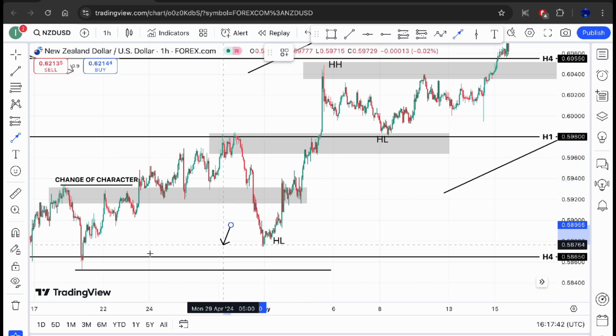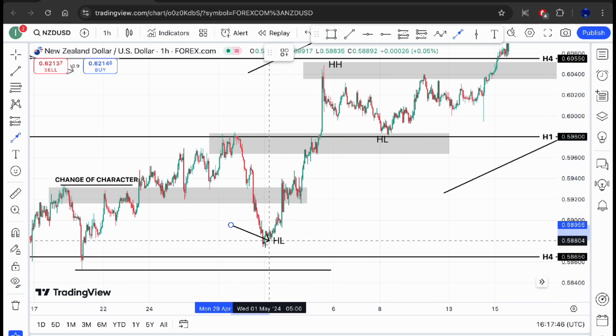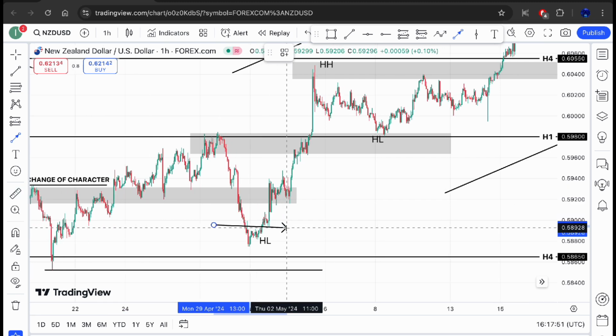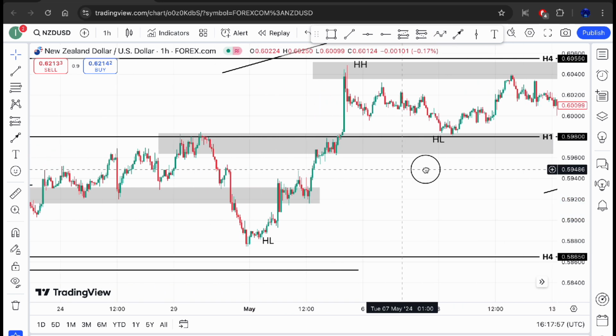Then we know that we have changed character here, so we're expecting buys to the upside to take out this high. So we would wait for price to actually get back into this previous form of resistance zone. So I'm going to mark it and I'm going to show you how you could have entered the market right there. And you would have entered the market easily right there.